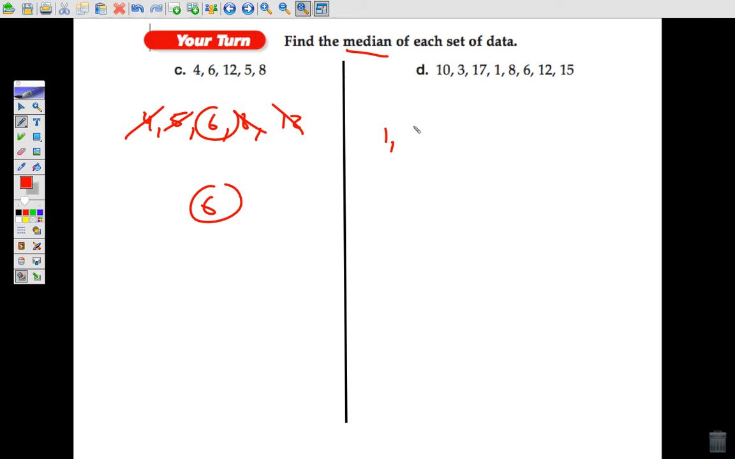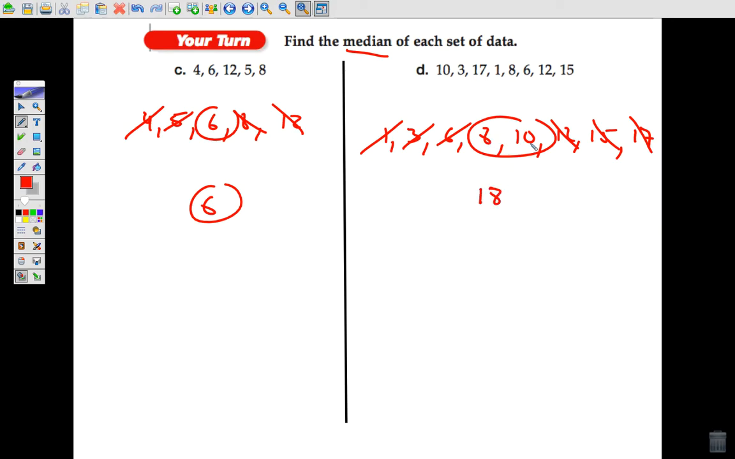So I'm going to rewrite this: 1, 3, 6, 8, 10, 12, 15, and 17. So I cross off, and I'm left with 2 in the middle. So I take 8 plus 10, which is 18. I divide it by the number of numbers. So my median in this case would be 9.